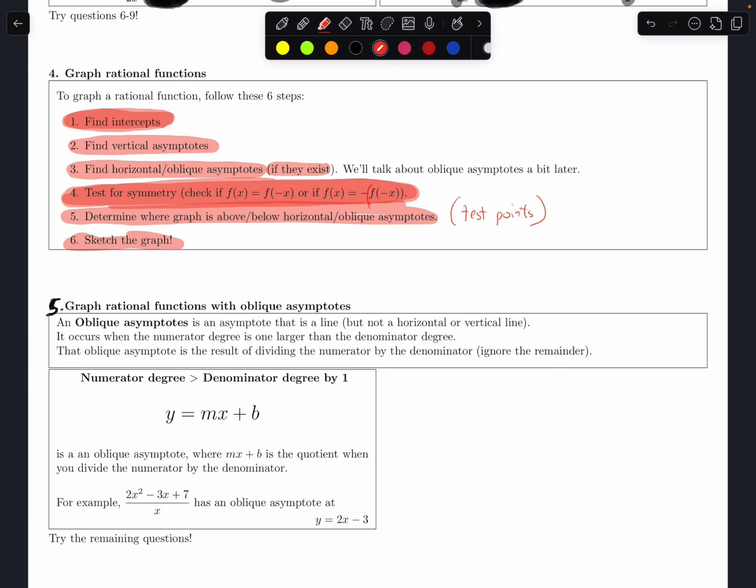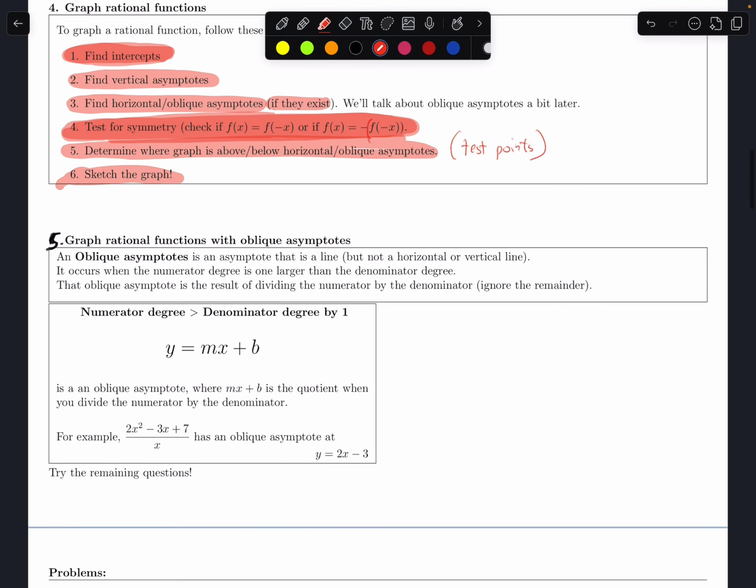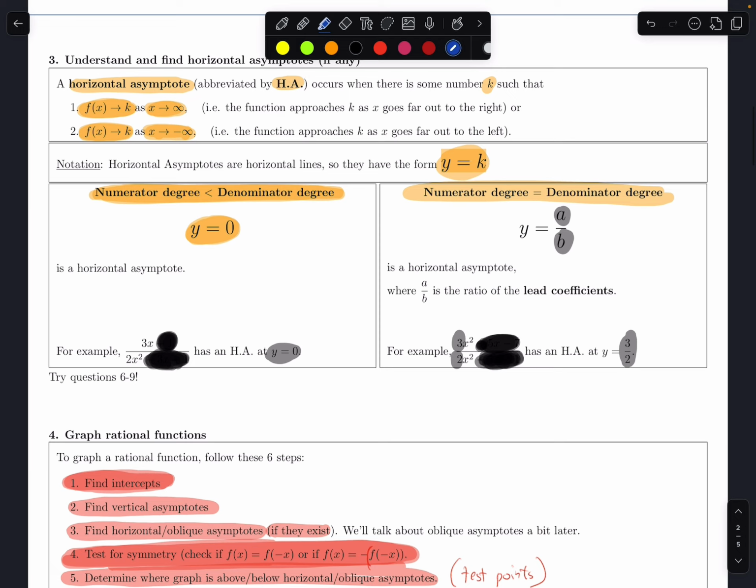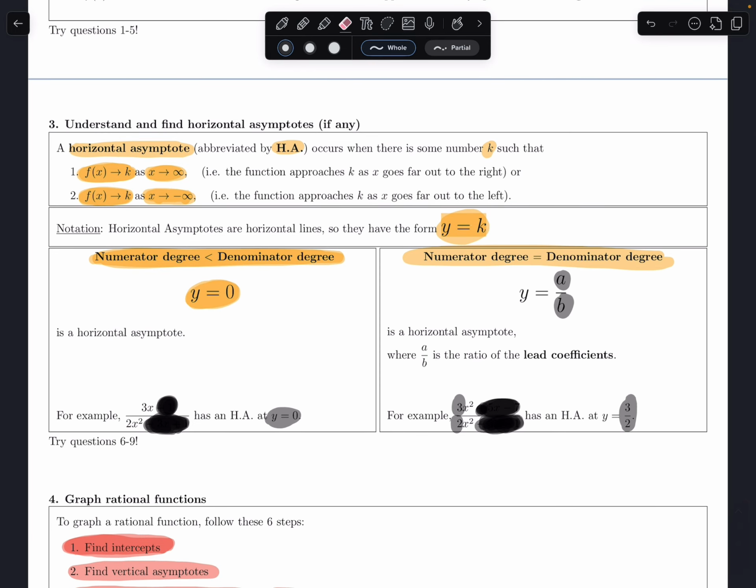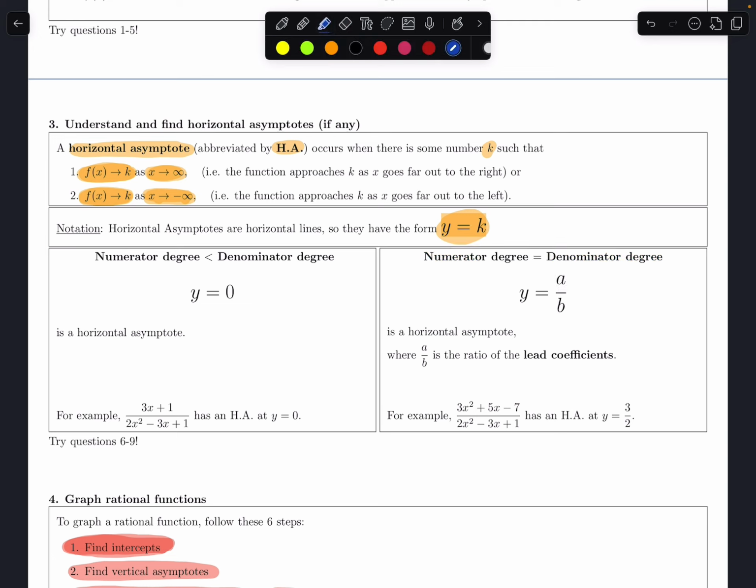Okay, before we get into sketching the graphs, let's talk about the last topic, which is oblique asymptote. If you notice the way I have this little box here, it's very akin to the way that we talked about the horizontal asymptotes, right? And that's on purpose, because typically you either have a horizontal asymptote or an oblique asymptote. You can't have both of them.